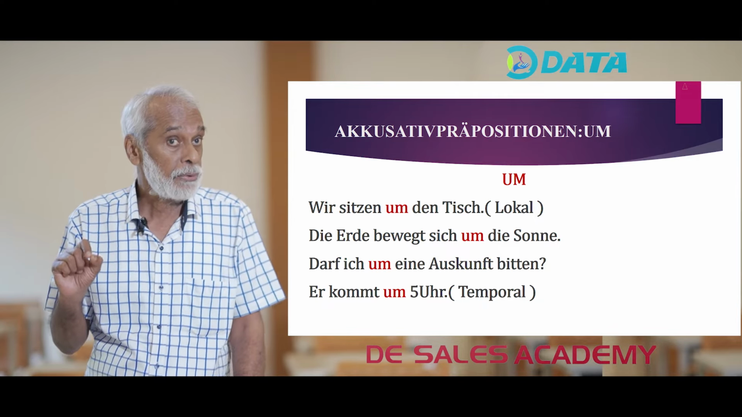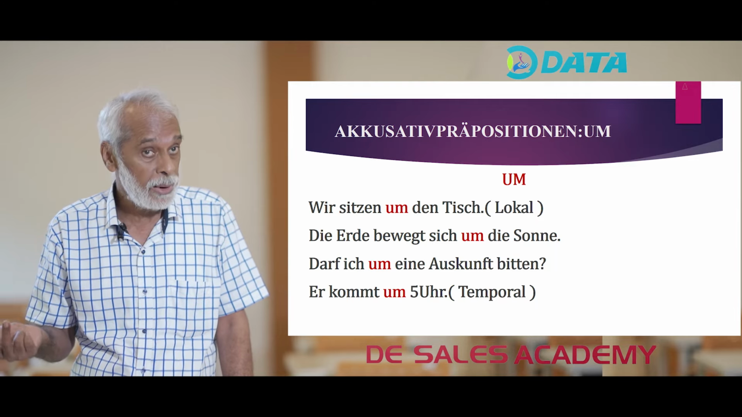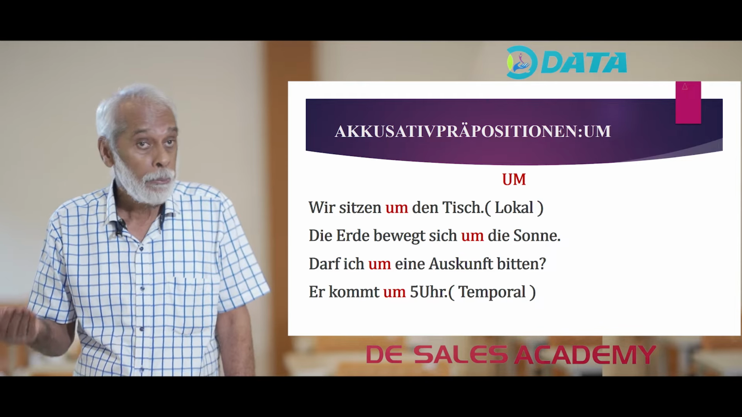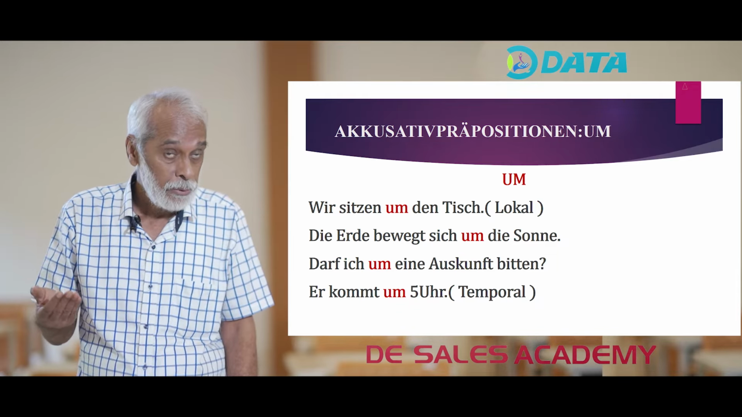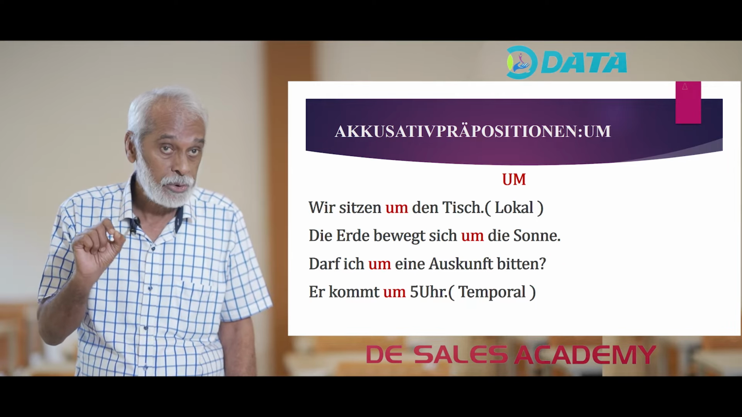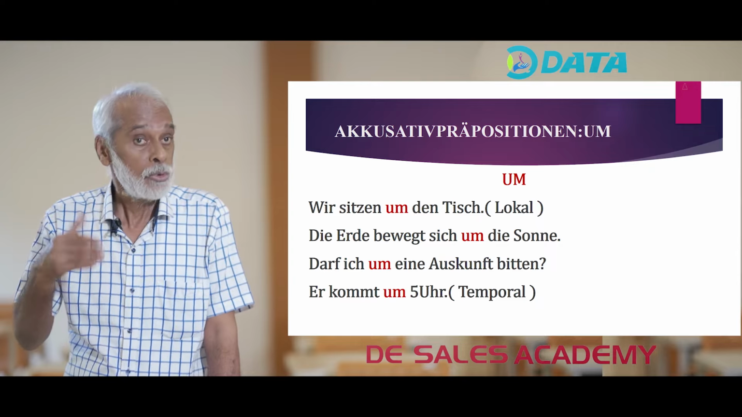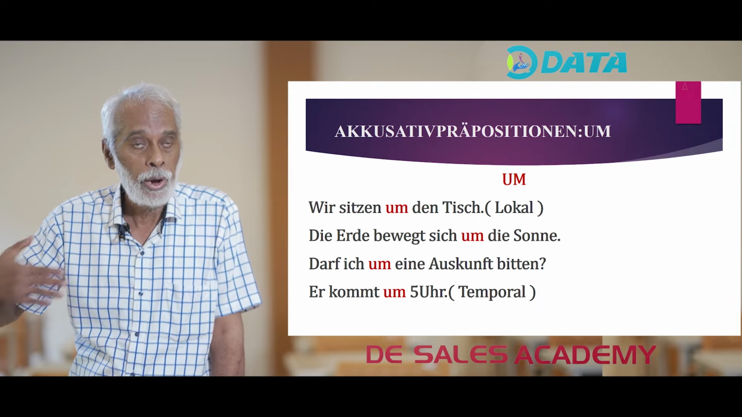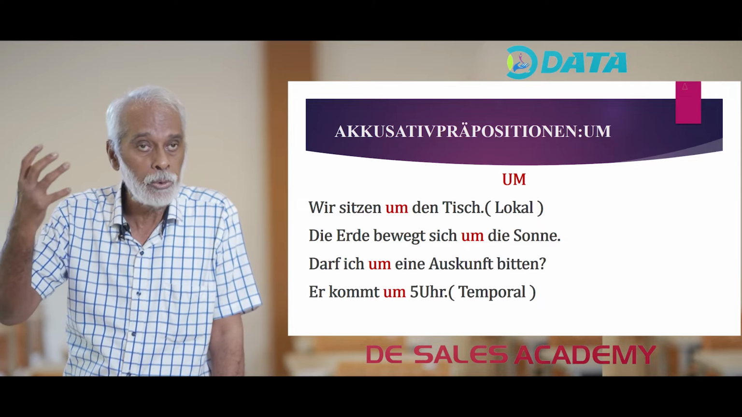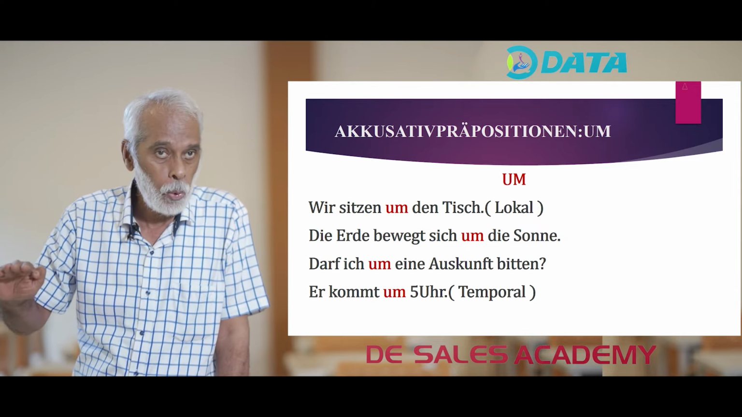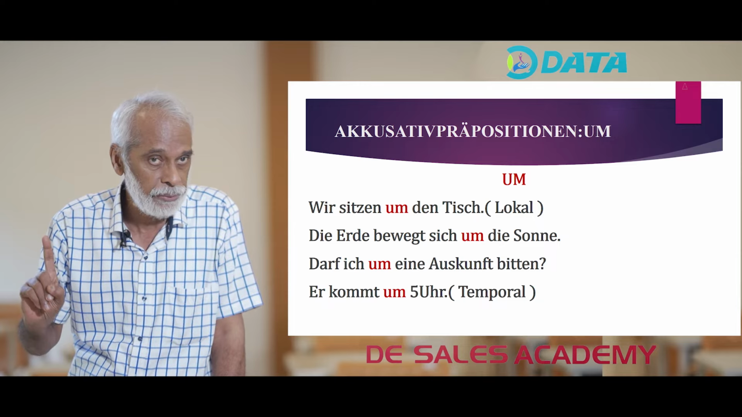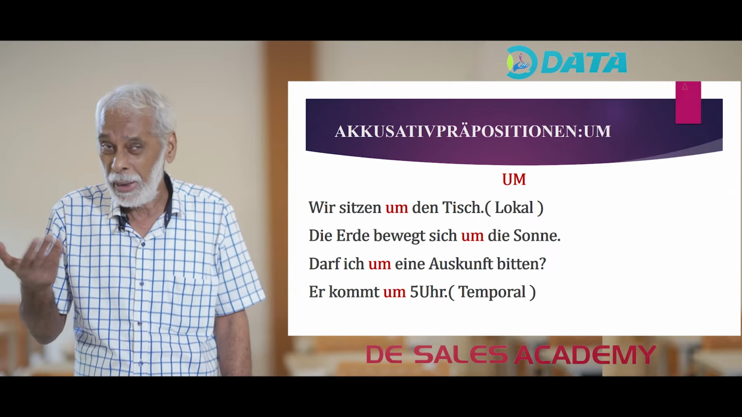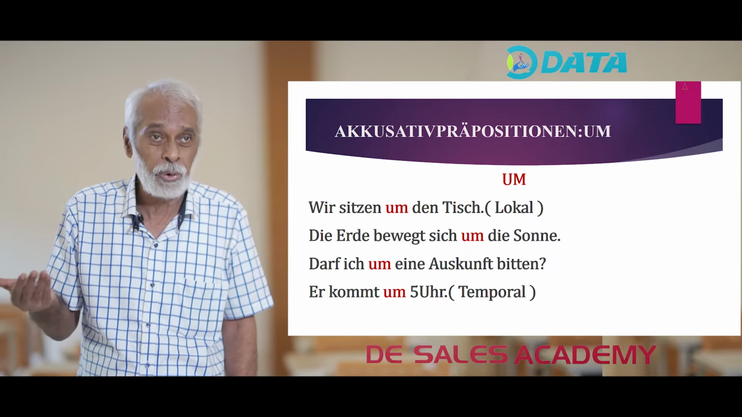Third one: Darf ich eine Auskunft bitten? May I request for an information? Bitten is also a verb which is used only with the preposition and in accusative. So when you learn bitten, you should always learn it as bitten accusative. You have to repeat it several times till it is up in your brain. So bitten is only with and that is also in accusative case. Hence we have the sentence: Darf ich eine Auskunft bitten? May I have an information, or I may request you for an information.